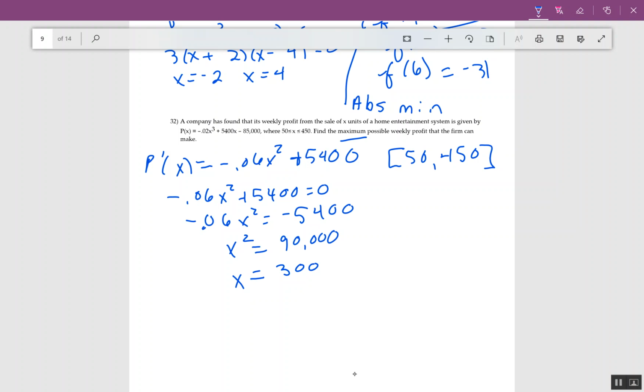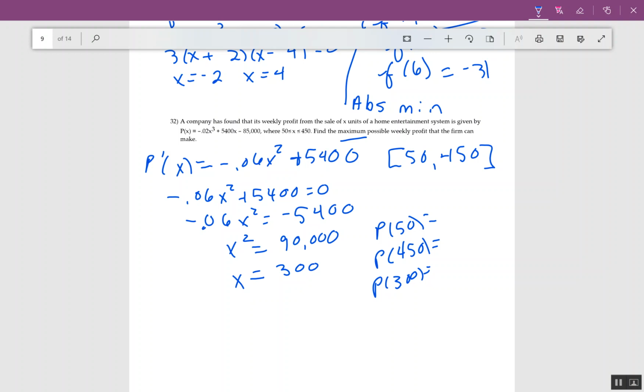And then we're going to check those three numbers. So we're going to find P of 50, we're going to find P of 450, and we're going to find P of 300. The order that you do them doesn't matter, just make sure you get all three numbers. So once again, I'm going to the calculator and I'm always plugging in the original. So I have negative 0.02 x cubed plus 5400x, and then minus the 85,000.